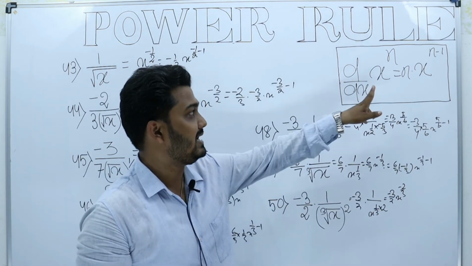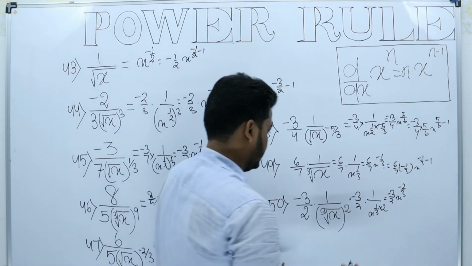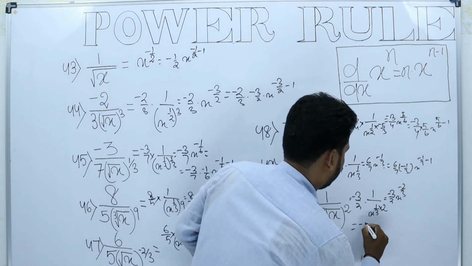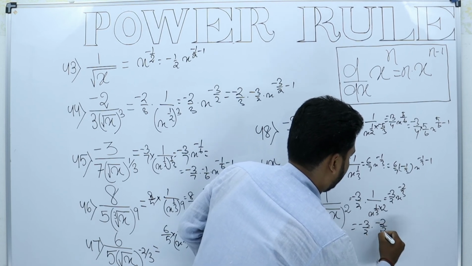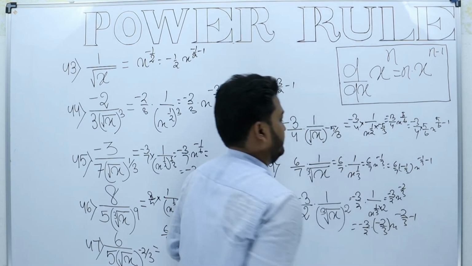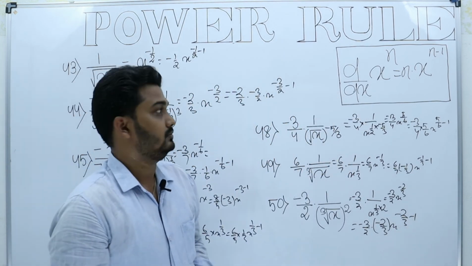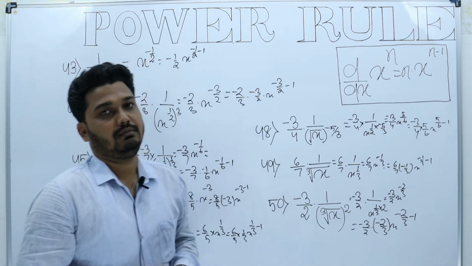If the power is n, we are writing nx^(n-1). Here the power is minus 2 by 3. So what we will write? It is minus 3 by 2 remains same. We will put the formula minus 2 by 3, x to the power minus 2 by 3 minus 1. So here we completed almost 50 questions under the power rule.